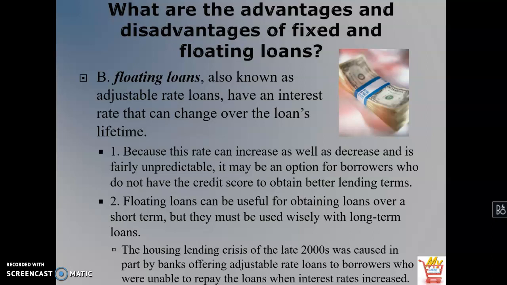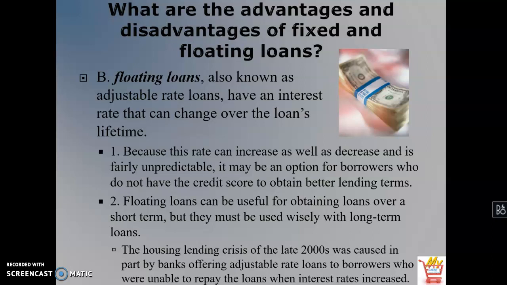So with a fixed loan, banks realize that most borrowers want a fixed rate loan. So they only offer fixed rate loans to those that meet certain credit criteria. If you have poor credit or maybe no credit at all, a floating loan might be the only option that you have. And that's just because you're a higher risk in their view. So a floating loan makes your extra risk more appealing to the bank. So floating loans have their place. They can be useful for obtaining loans over a short period of time, but you have to be careful over the long term.